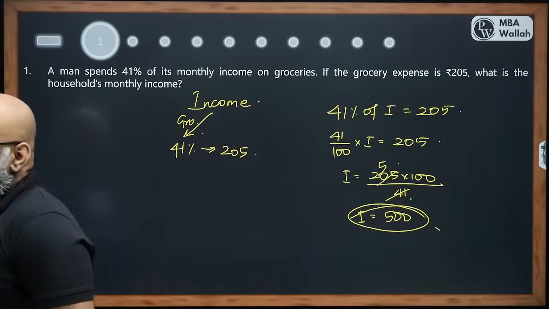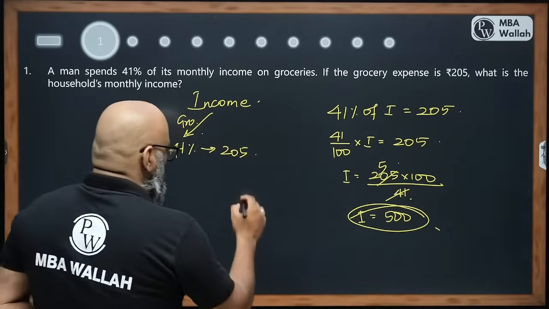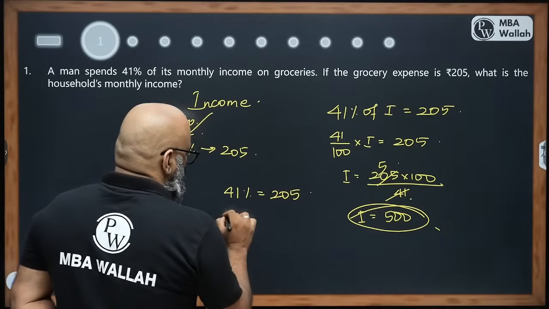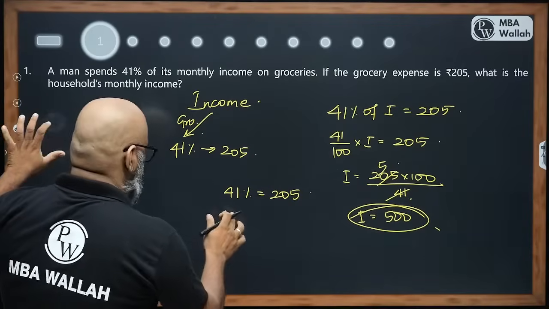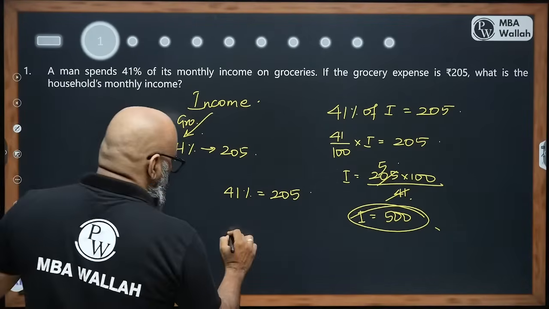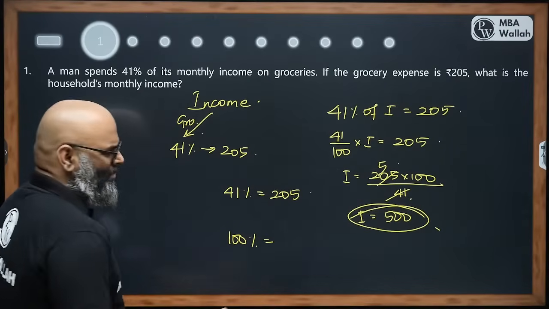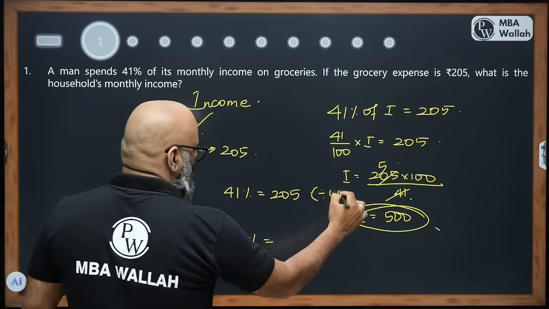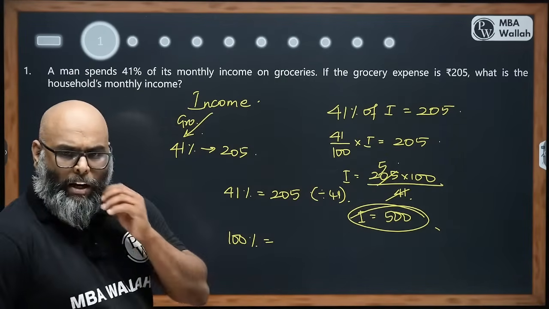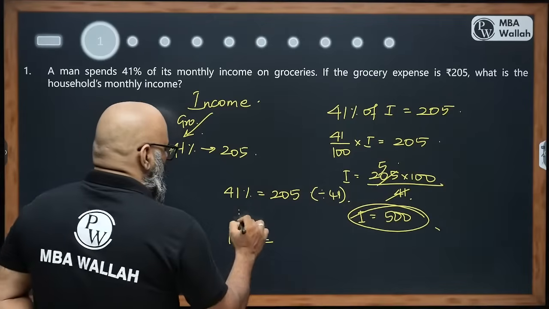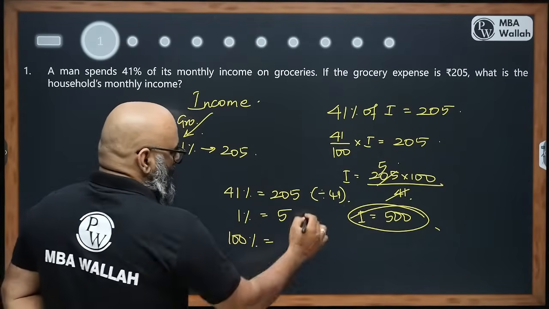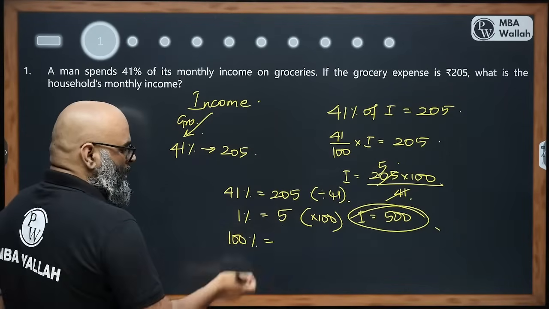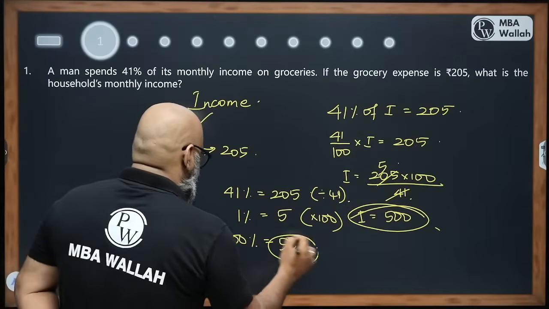Simple. The other way I look at this is, 41% of something is 205, that is given. They are asking what is 100% of that value, right? They are simply asking what is 100% of that value. All I will simply do is divide this entire equation by 41. Divide this completely by 41. So what will you get? 1% is equal to 5. Multiply this by 100 on both sides. So 1 into 100 is 100%, 5 into 100 is 500. That will be our answer.